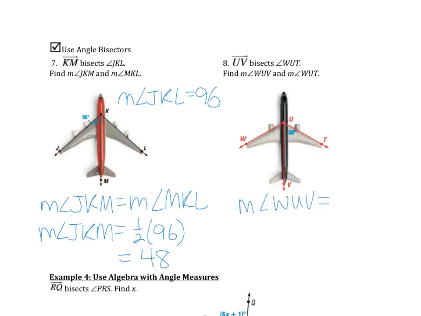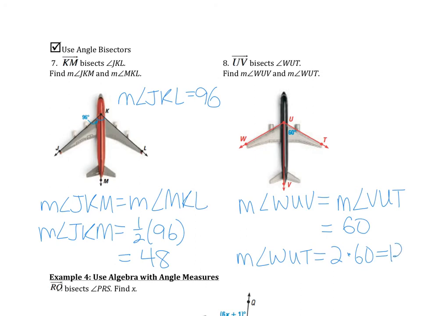WV and VUT are equal. So the measure of WV is 60, and WUT equals 2 times 60, which is 120.